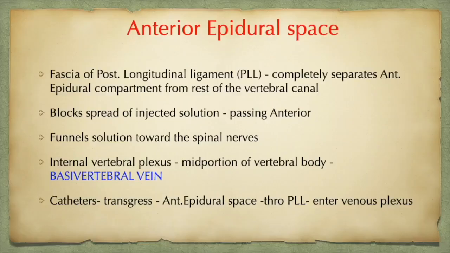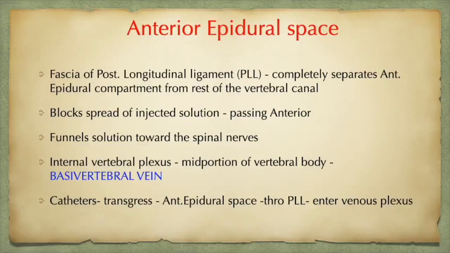The anterior epidural space, the fascia of the posterior longitudinal ligament. As you already know, the posterior longitudinal ligament is posterior to the vertebral body, and the fascia of the posterior longitudinal ligament completely separates the anterior epidural compartment from the rest of the vertebral canal. It blocks the spread of the injected local anesthetic. It prevents it from spreading into the anterior epidural space. It funnels the solution towards the spinal nerves.